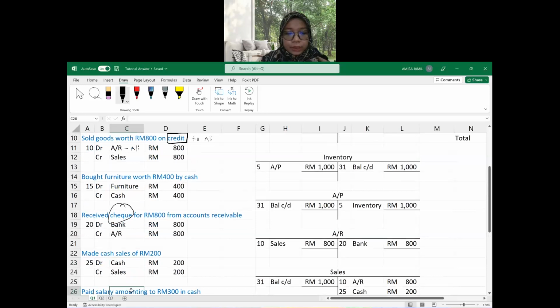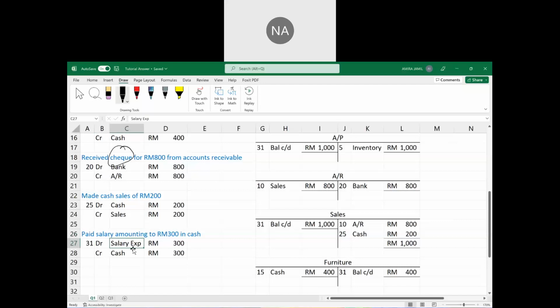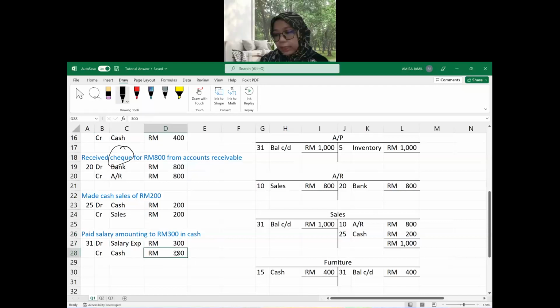And then you paid salary amounting to 300 in cash. So how do you record this? Paid salary. Anyone? Debit salary expenses, credit cash. Okay, clever. Debit salary expenses and credit cash.